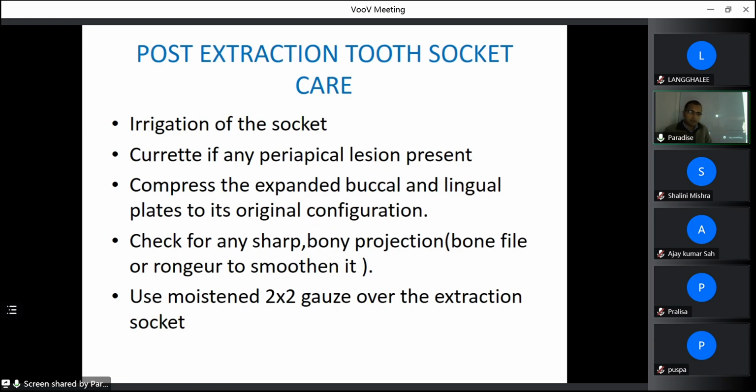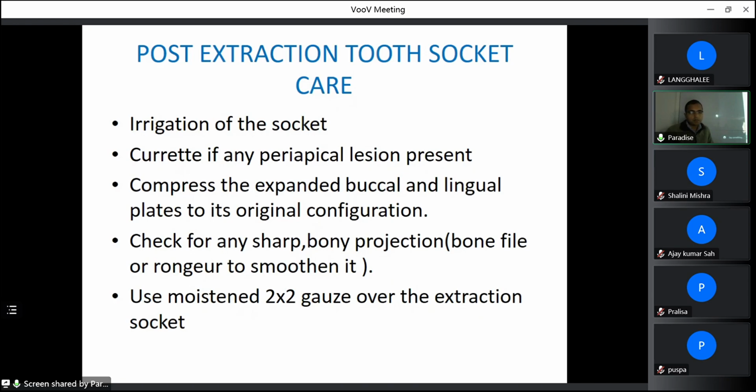Put some gauze back. Curette if any periapical lesion is present. Compress the expanded buccal and lingual plate to its original configuration. If you are planning for implant placement, do not compress the socket, because if your residual ridge is wide, you can place a wider implant. And wider implants are stronger as compared to thin implants.